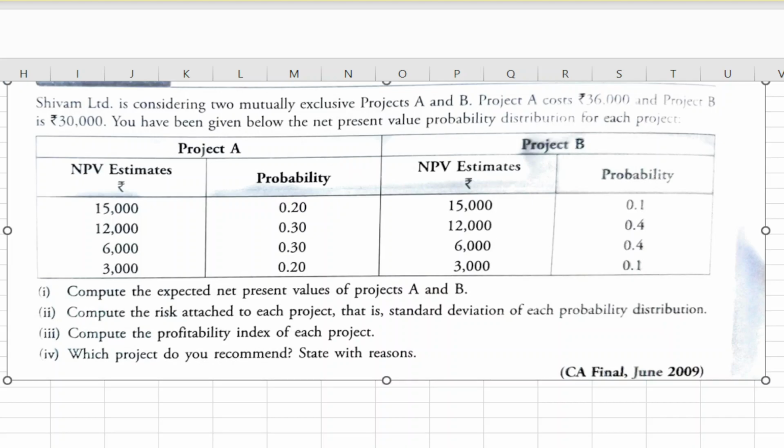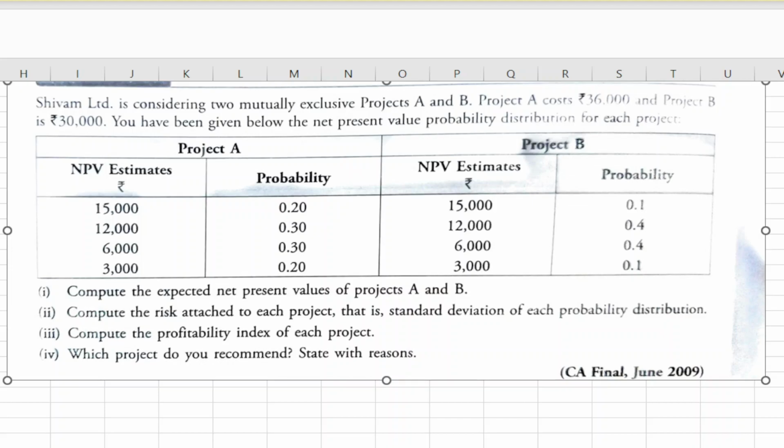Shivam Limited is considering two mutually exclusive projects, A and B. Project A costs 36,000 and project B costs 30,000. You have been given below the net present value probability distribution for each project. NPV estimates and probability for both the projects have been given here. Of course, the probability total should be 1.